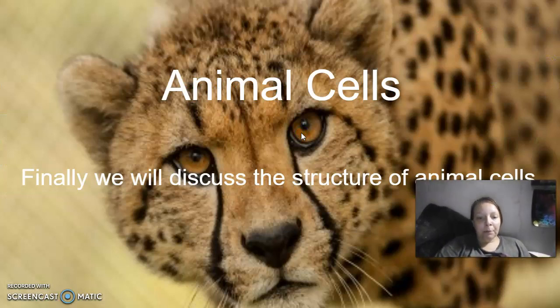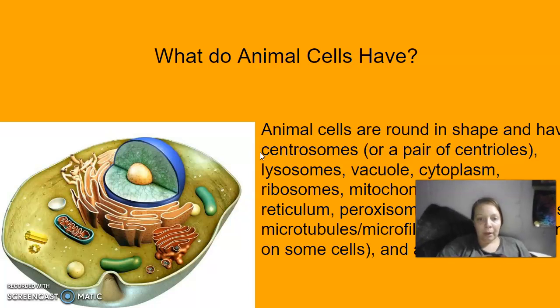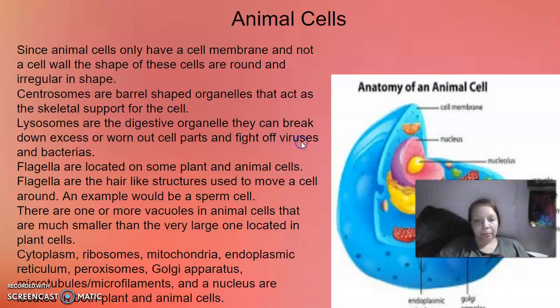So now finally we will discuss animal cells and the structure of these cells. What do animal cells have? So animal cells are round in shape and have centrosomes or a pair of centrioles, lysosomes, vacuole, cytoplasm, ribosomes, mitochondria, endoplasmic reticulum, peroxisomes, Golgi apparatus, microtubules, microfilaments, flagella, only on some of the cells though, and a nucleus.